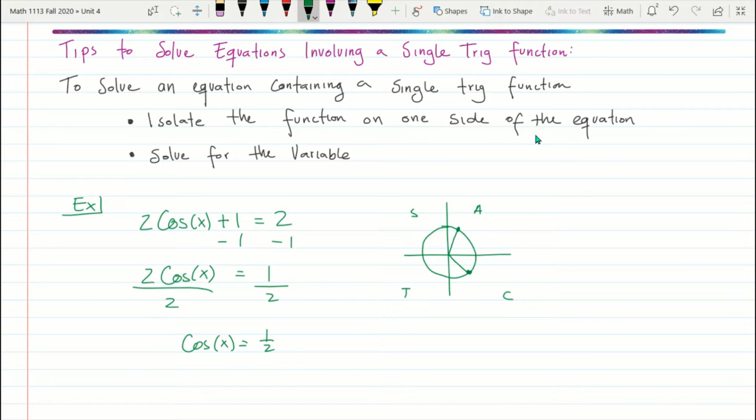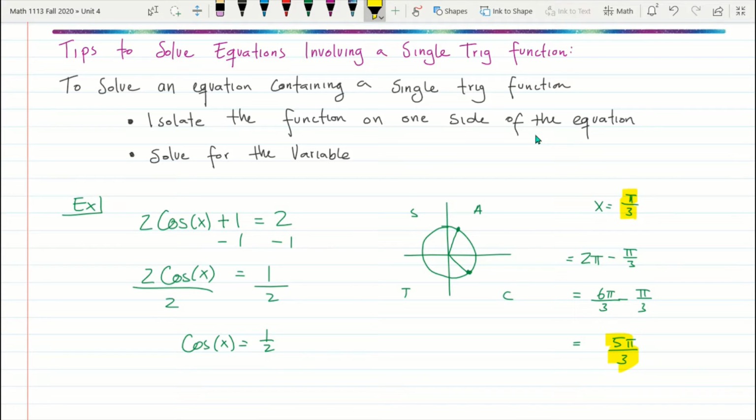So in the first quadrant, we have x equals pi over 3. But then we have to do 2 pi minus pi over 3 to see what we get as our second solution. So this will give us 5 pi over 3 as the second solution, right? So we get two places where cosine is equal to 1/2.